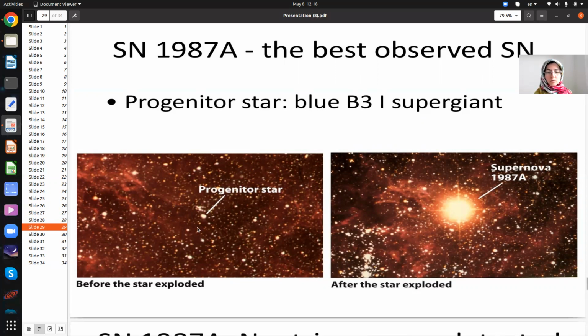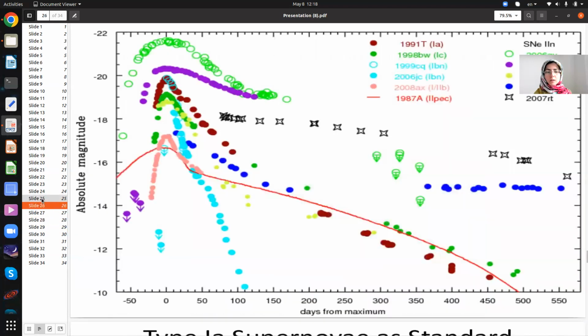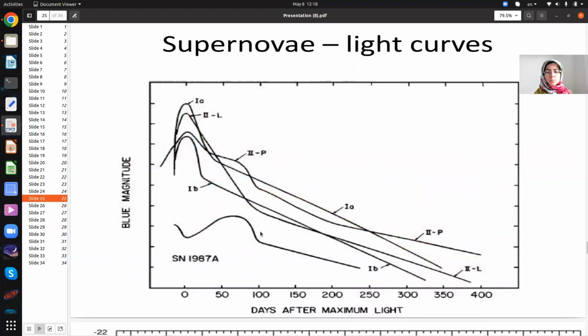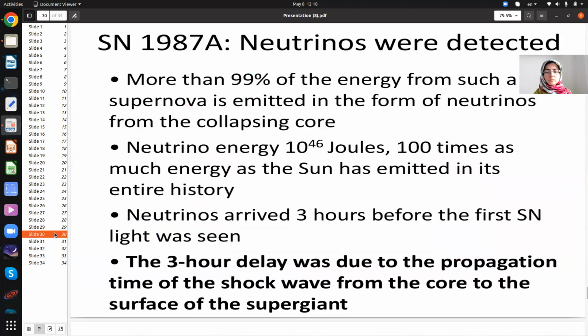And because it was a blue supergiant, its light curve was different from others, as you see here and here. It is for a blue supergiant, but those are for red supergiants. For supernova 1987A, neutrinos were detected. More than 99% of the energy from such a supernova is emitted in the form of neutrinos from the collapsing core.